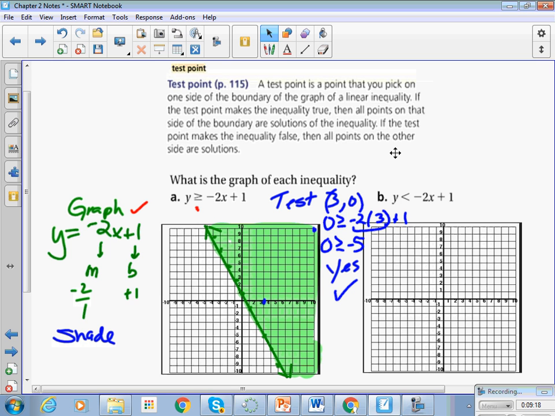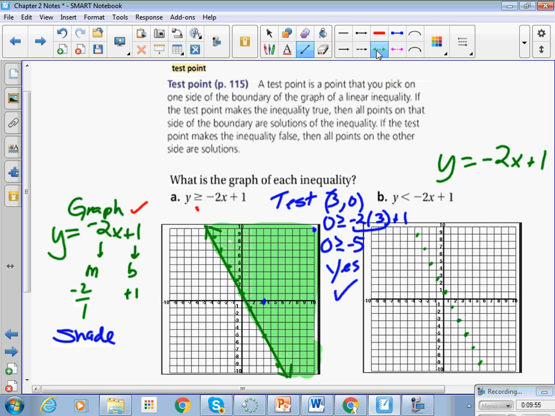Okay, so let's follow these 3 steps with B. So B is y less than negative 2x plus 1. Thank goodness, it's the same doggone equation. So we're going to graph y equals negative 2x plus 1. And it has the same slope and intercept as we've already graphed. Go ahead and get that on. But in this case, we are going to use a dashed line because we cannot equal.